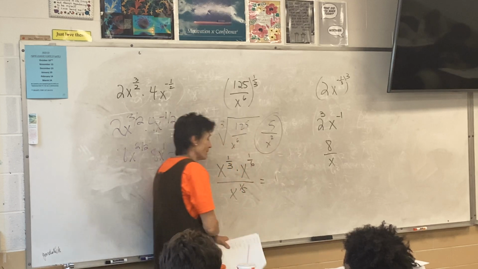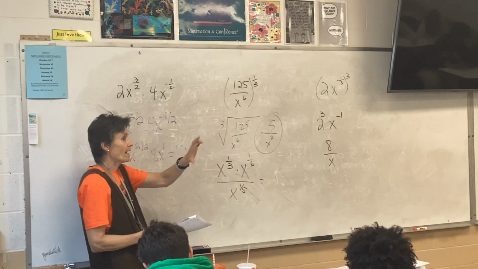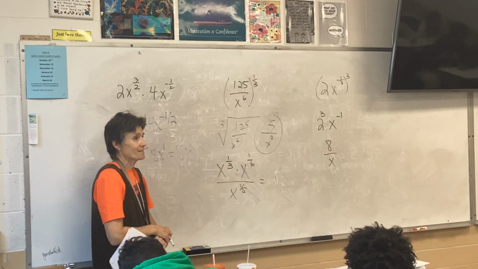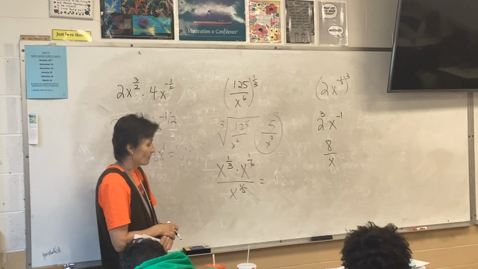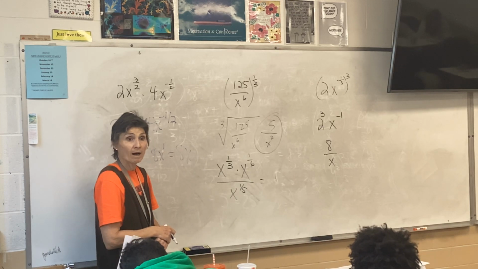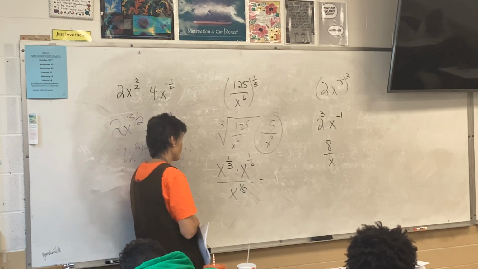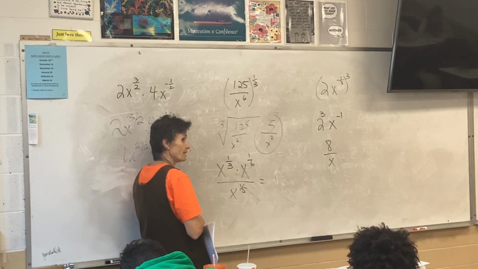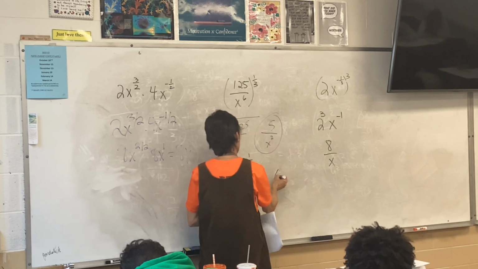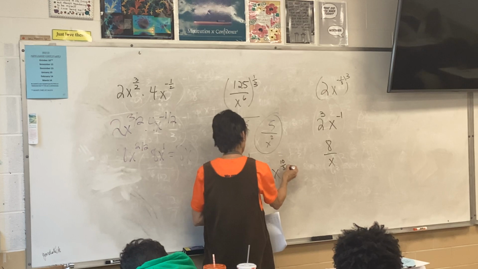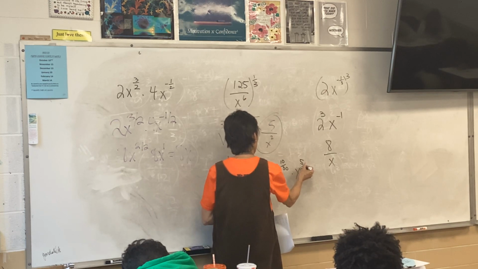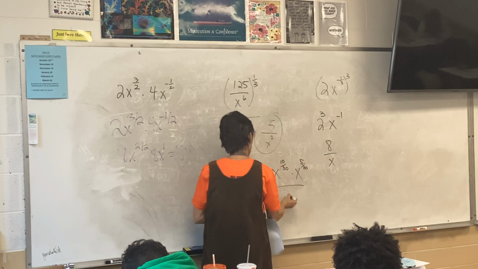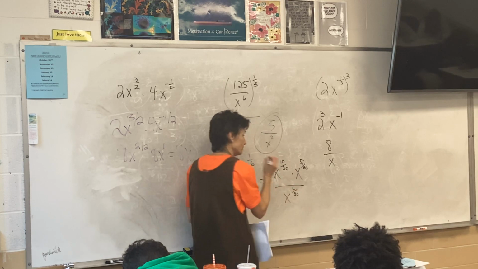All right, so what are we gonna do with this guy? They are all x's, which is the best possible situation. They're all x's, so we'll get a common denominator. 6 and 5, 30. So x to the 10 30ths, x to the 5 30ths, and x to the 6 30ths.